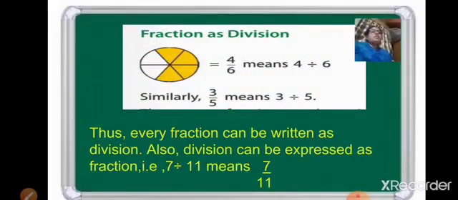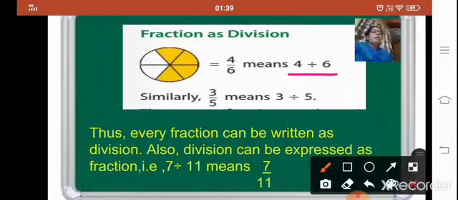A fraction is division. Suppose the fraction is written as 4 upon 6, that means 4 is divided by 6. In the same way, if 3 upon 5 is the fraction, that means 3 is divided by 5. So you can say that every fraction can be written as a division, and also a division can be expressed as a fraction. That is, if it is given as 7 divided by 11, in fraction form you will write it as 7 upon 11. This is called a division bar, or you can also call it a fraction bar.